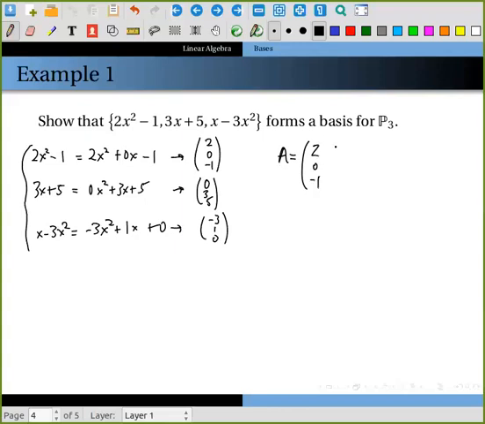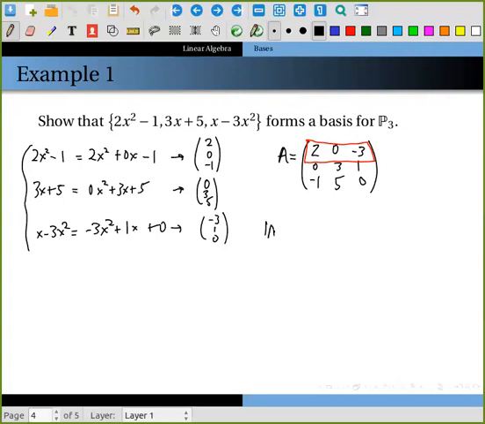So 2, 0, 1, negative 1, sorry, 0, 3, 5, negative 3, 1, 0. All right, and now we just have to compute the determinant of this matrix. As we know, we can expand this matrix on any row or column. Each row and each column has a 0, so it doesn't really matter. I'll expand on row 1.